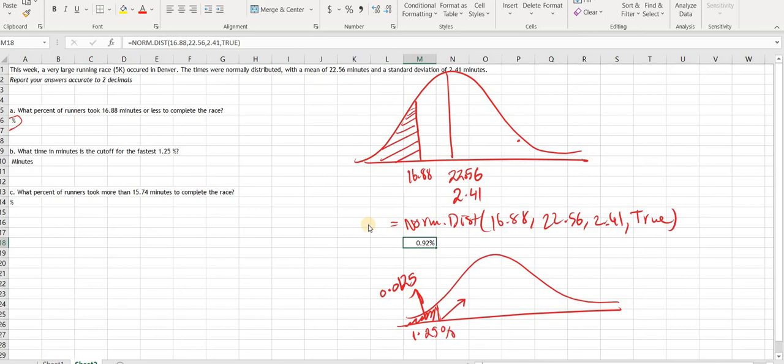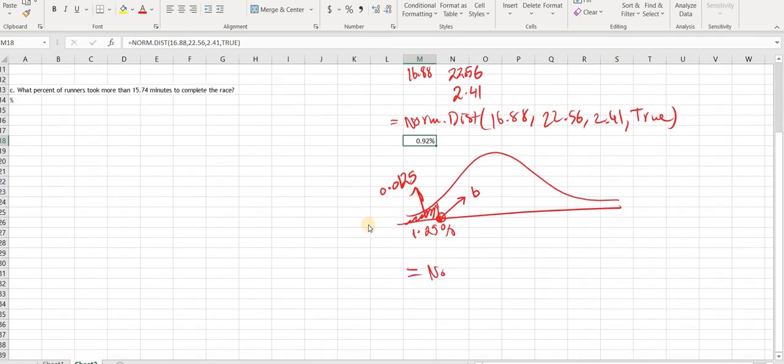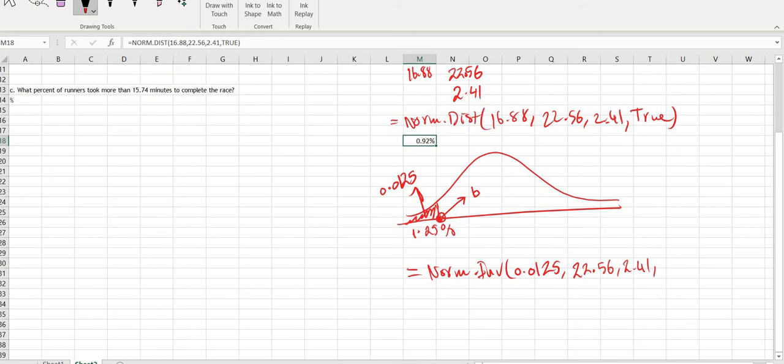I have the mean and the standard deviation. I need this number right here. I'm going to call this number B, since this is part B. I need this number at the bottom, and I am given the area to the left. That's all I need for the inverse function. So I'm going to use the NORM.INV function of 0.0125, which is the area to the left. I never work with percentages. You always have to convert your percentages into decimals to work with them. And then the mean is 22.56. The standard deviation is 2.41.